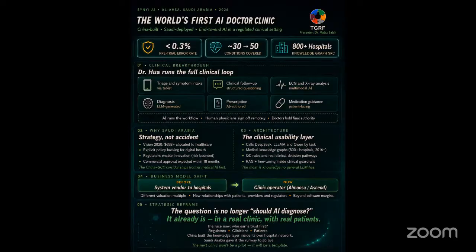So after discussing the trust layer, I would like to open discussions around one key question. The post reports that Dr. Hua had a pre-trial error rate, as I mentioned, of 0.3%, which sounds very impressive. My question is, would a reported pre-trial error of 0.3% be enough for us to trust? Or would we still need independent validation, real-world safety outcomes, clear escalation rules, physician accountability, and regulatory oversight before using it with real patients? So should we trust the number, or should we first trust the system around the number?